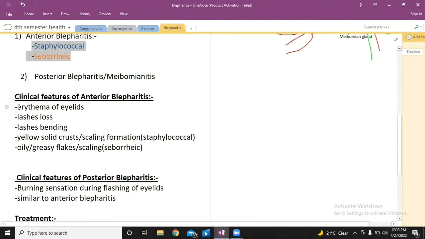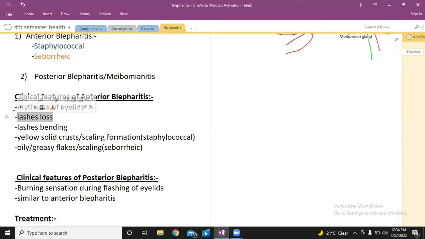Okay, so the clinical features of anterior blepharitis. In anterior blepharitis, the eyelids will have a red appearance. There will be erythema of the eyelids. The eyelids will be red in color. There will be inflammatory signs present in the eyelids, and as you know, the eyelash hair follicles will have inflammation, so the eyelashes may fall because the roots of these hair follicles get so tender that they easily detach. So lash loss can be a sign or symptom.